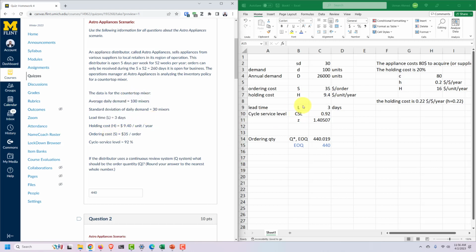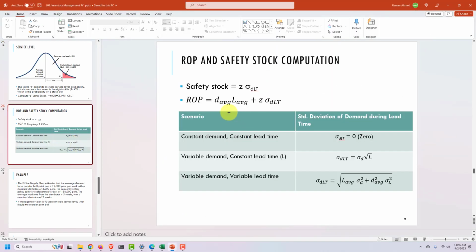And we go, okay, so we have to figure out which scenario we're facing, because to calculate the reorder point, you need to calculate safety stock. Safety stock is this term right here, Z times sigma DLT. To calculate sigma DLT, which is standard deviation of demand during lead time, it's going to be one of the three rows here. Which row it is depends on your situation. So constant demand, constant lead time means sigma DLT is 0, which means safety stock is 0. So you just do the rest of the formula.